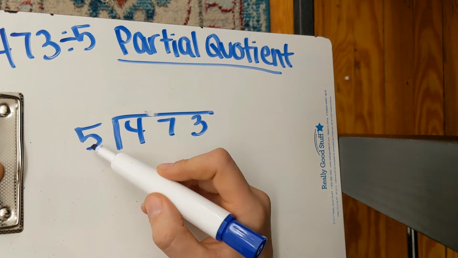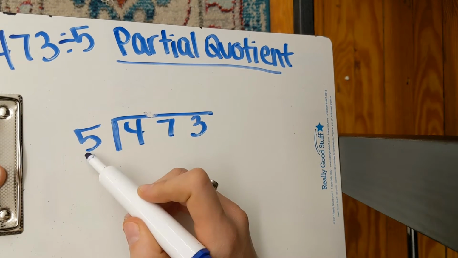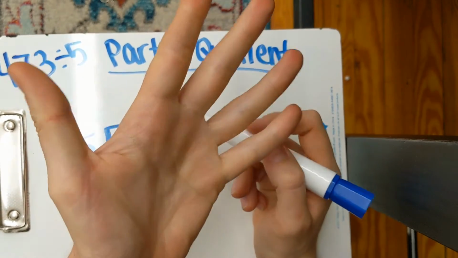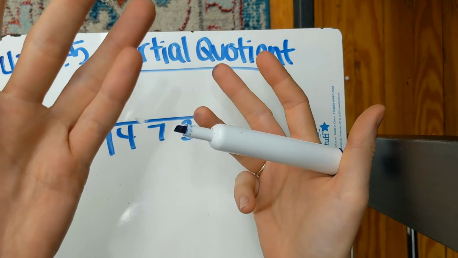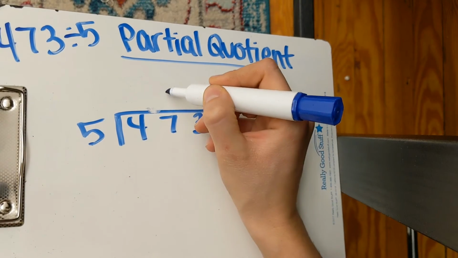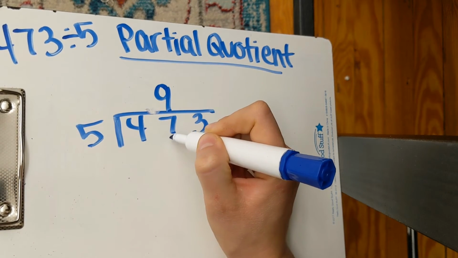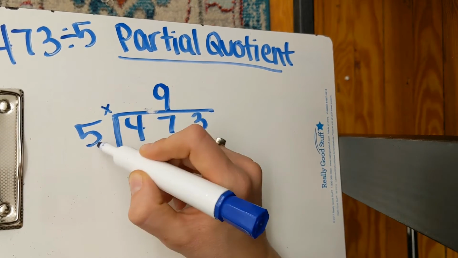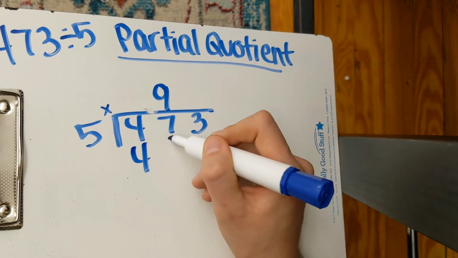Okay, so we're thinking, we know 5 doesn't fit into 4. We know 5 fits into 47. 5, 10, 15, 20, 25, 30, 35, 40, 45. 5 times 9, so this is our divide step. 5 fits into 47, 9 times. So now we're at our multiplication step. 5 times 9 is 45.